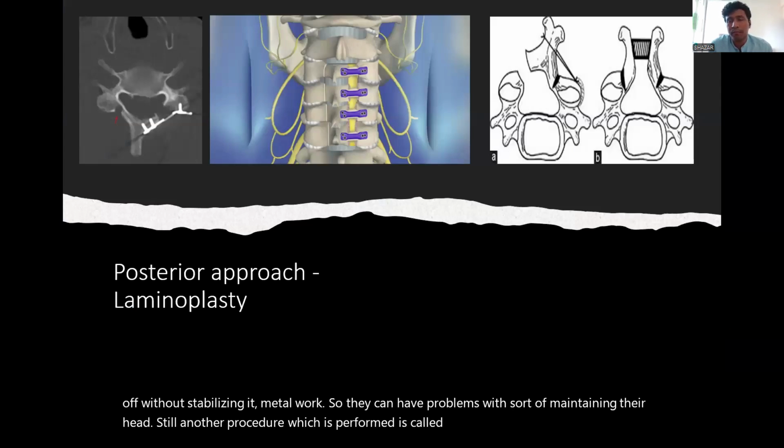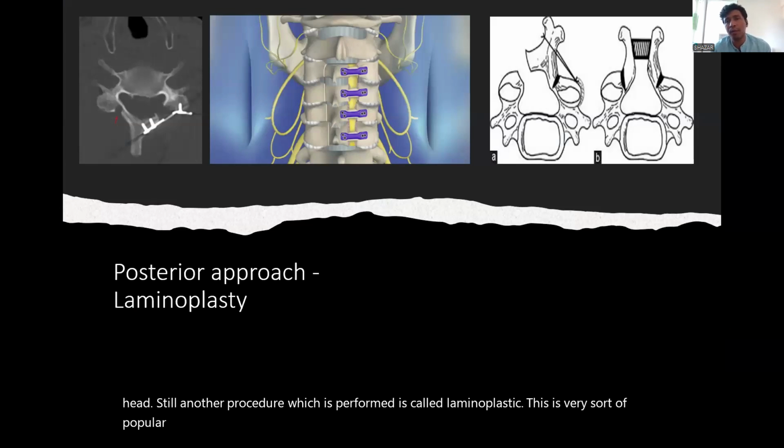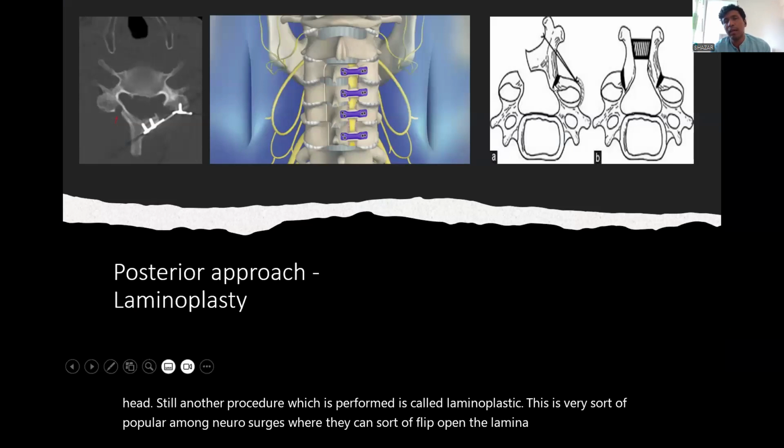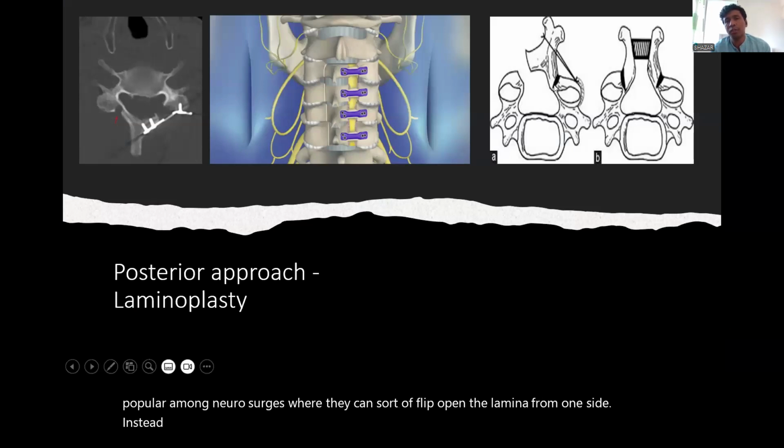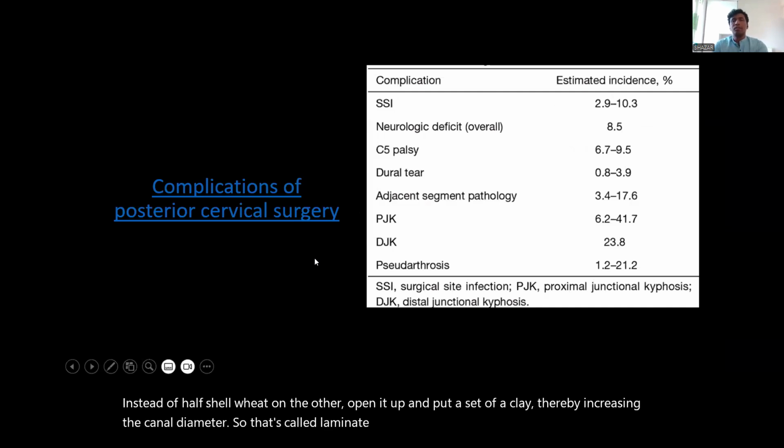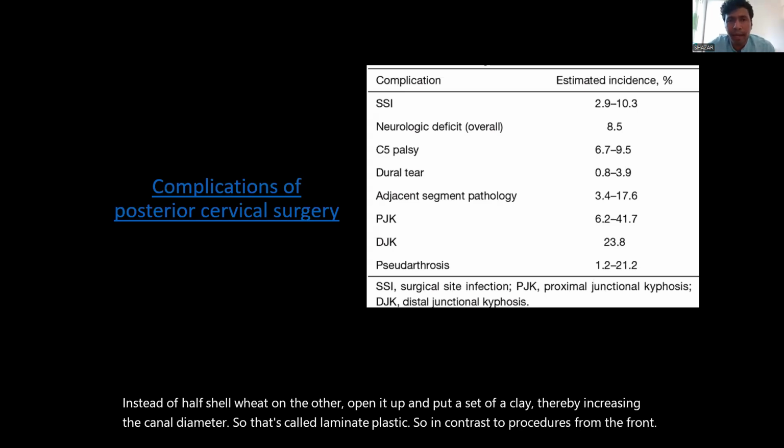This is very popular among neurosurgeons, where they open the lamina from one side and half shelve it on the other, open it up and put a plate, thereby increasing the canal diameter. So that's called laminoplasty. In contrast to procedures from the front, with procedures from the back you've got to go through a very thick muscle layer.